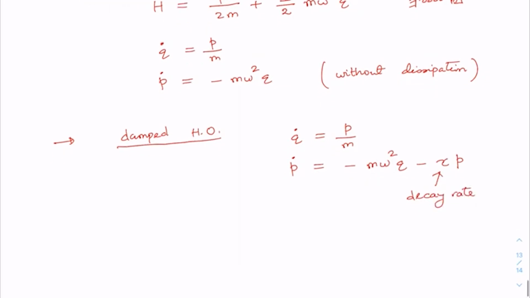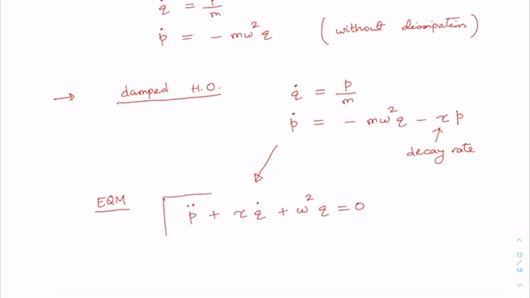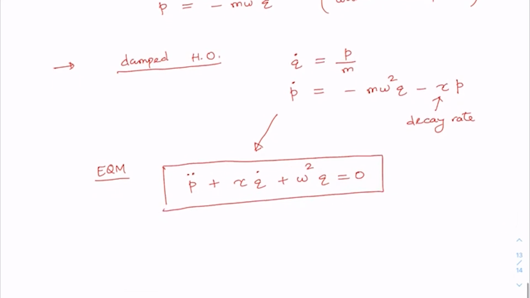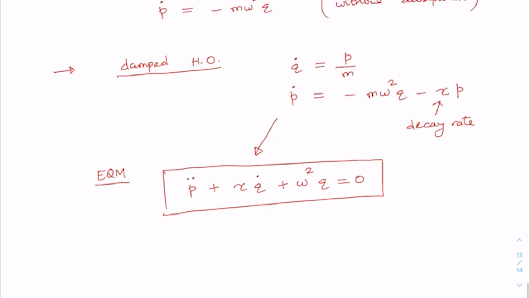From these two equations, this is going to lead us to the equation of motion. You can just take the time derivative of the momentum, and it is very trivial to show that q double dot plus gamma q dot plus omega square q is equal to 0. So this is the equation of motion, and we know that this is the equation of a damped classical harmonic oscillator. So this is the prescription for how damping can be taken into account in the classical context.